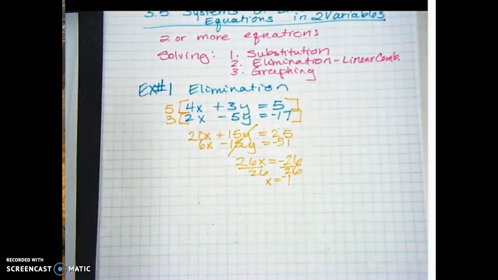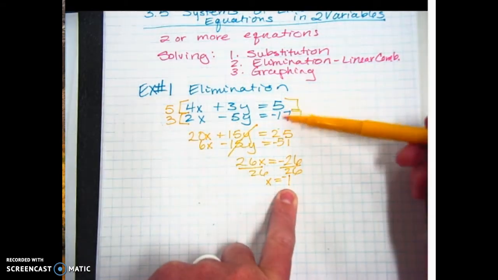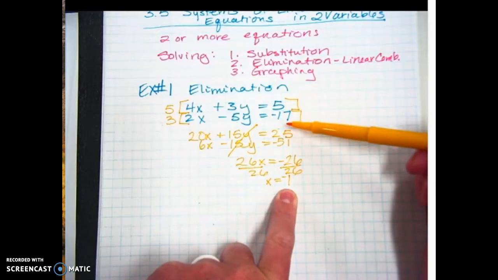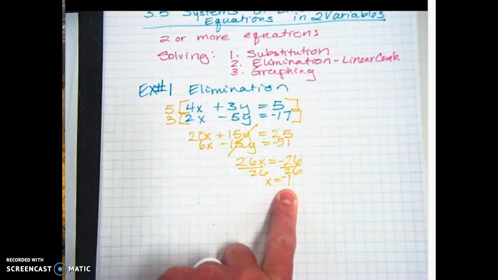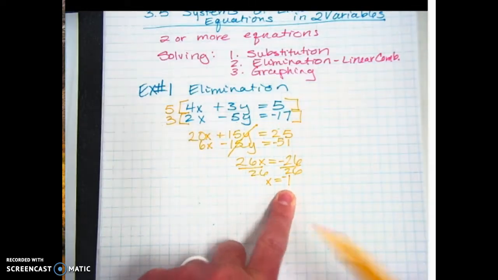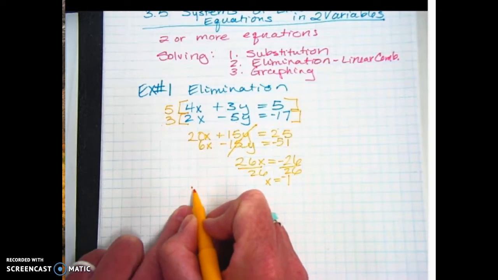Once you've solved for one of the variables, you take that number and plug it back into either of the two original equations. You can pick either. Whichever one looks easier is my rule. Generally there'll be one that looks easier, except for this one, they both kind of look the same. So I'm going to do the first one. Did I do the first one? No, I did the second one, sorry.